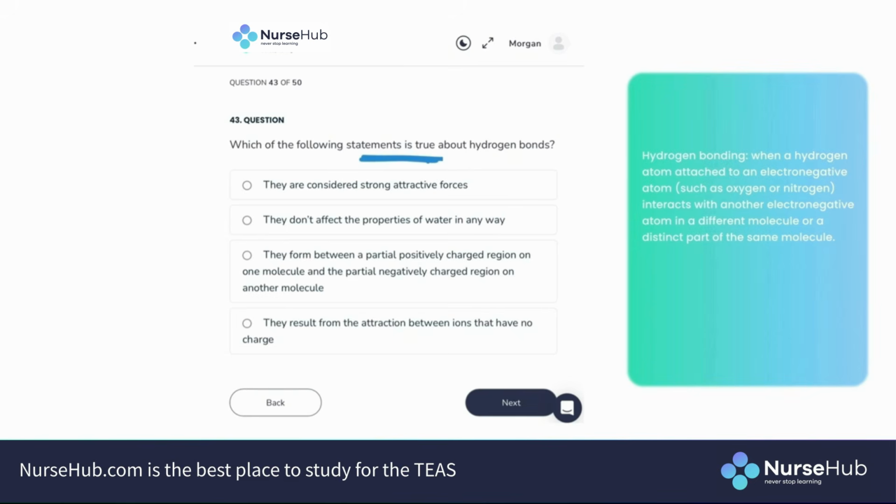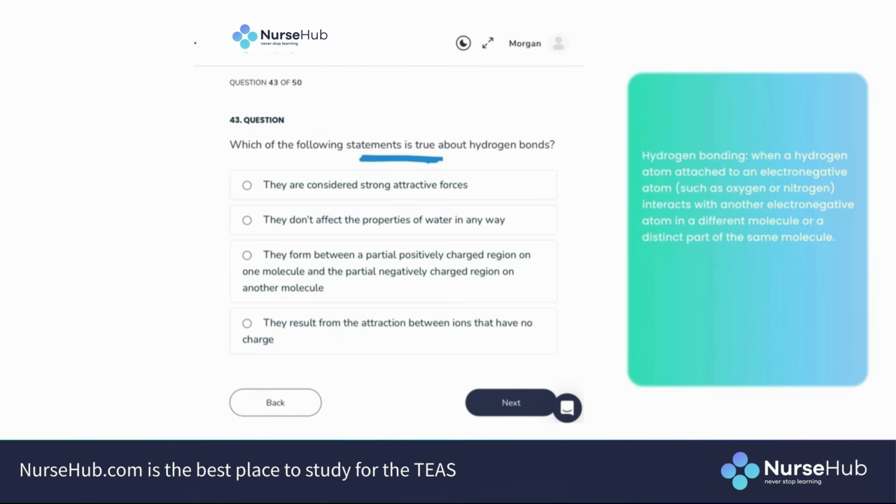1, they're considered strong attractive forces. 2, they don't affect the properties of water in any way. 3, they form between a partial positively charged region on one molecule and a partial negatively charged region on another molecule. Or 4, they result from the attraction between ions that have no charge.